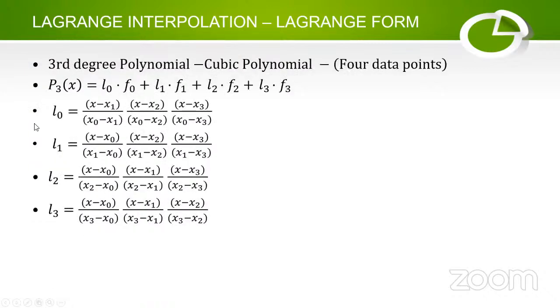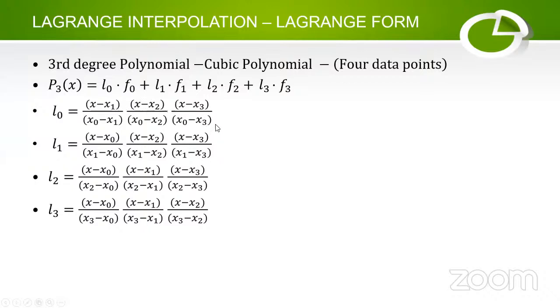Now the same thing happens to the third degree. For a third degree polynomial, which is the cubic polynomial, we're going to have four data points. So we are going to have L0, L1, L2, and L3. Then, of course, for every L we have the output, which is the F, starting with F0.